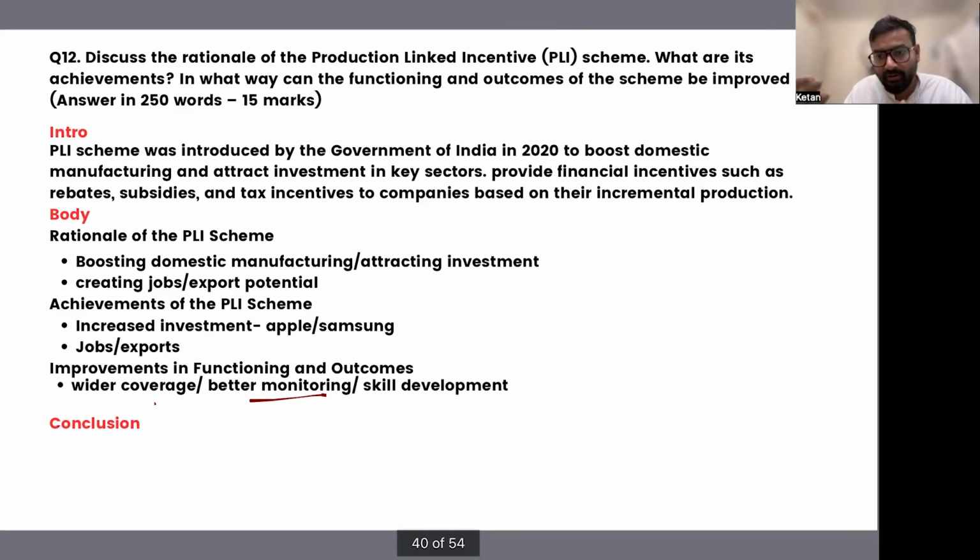Better monitoring of increase in production. And also you can introduce certain other things like an element of skill development in the PLI scheme. You can also link employment with the incentives, right? So we have been talking about moving from production linked incentive to employment linked incentive. So employment linked incentive you can also talk about here. So that will be a good answer.